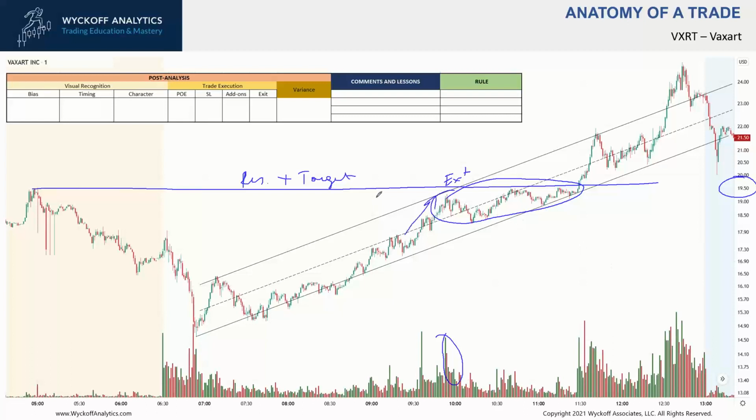And third, it's options. So here you are, you're coming up and you're testing the supply line of this up channel, which I guess the one question I would ask you is, is one test of the supply channel enough to make you want to get out?